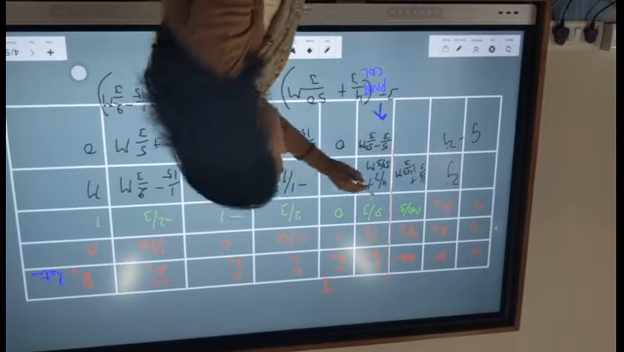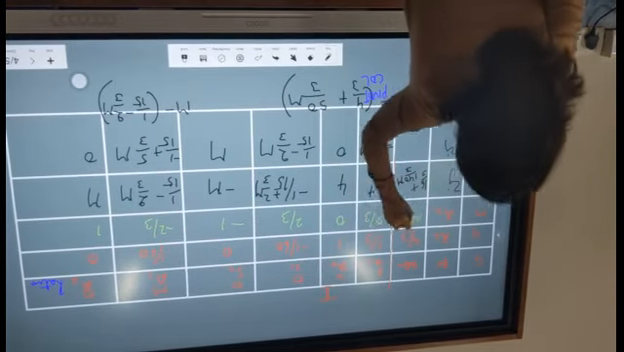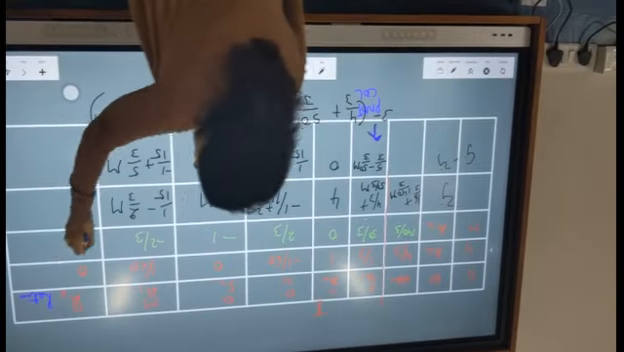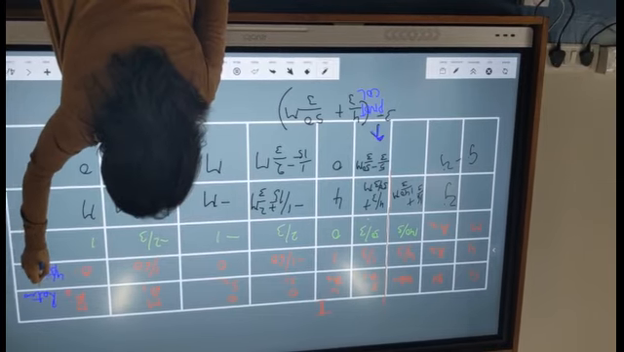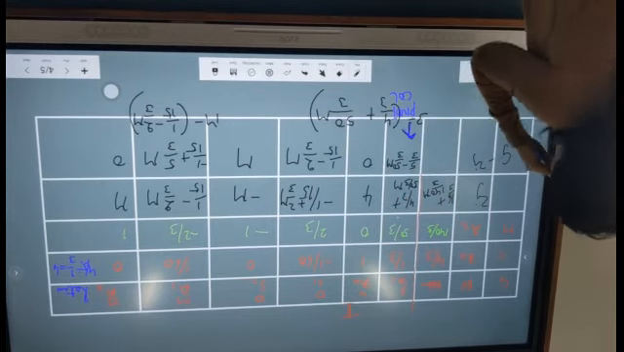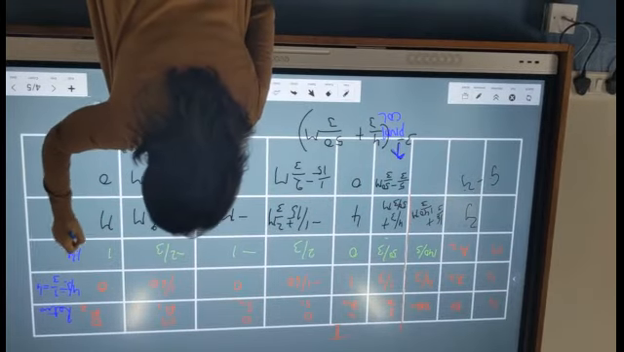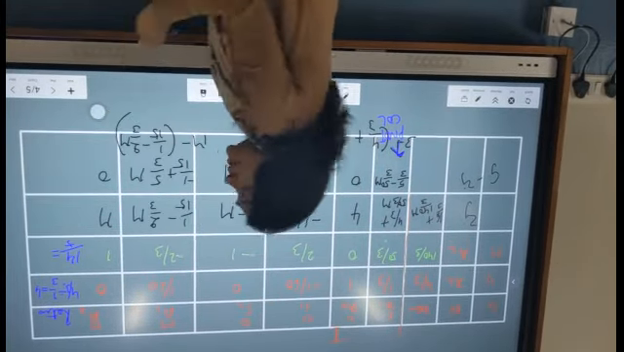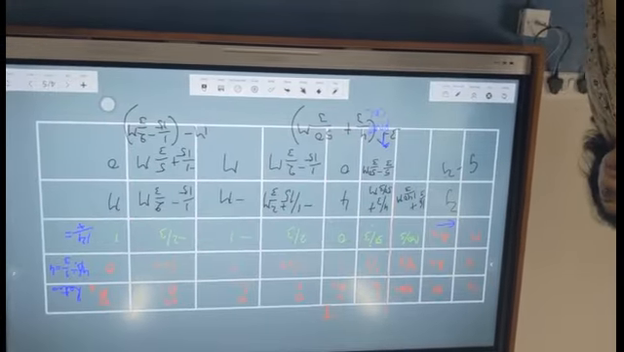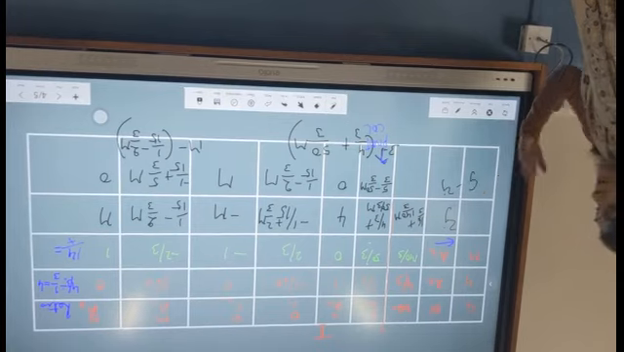4 by 3 divided by 1 by 3 would be equal to 4. Is it clear? Then I have 140 by 3 divided by 50 by 3, 14 by 5. 14 by 5 is smaller than 4. Yes, ma'am. So this will be my departing variable. Now I make my table number 3.